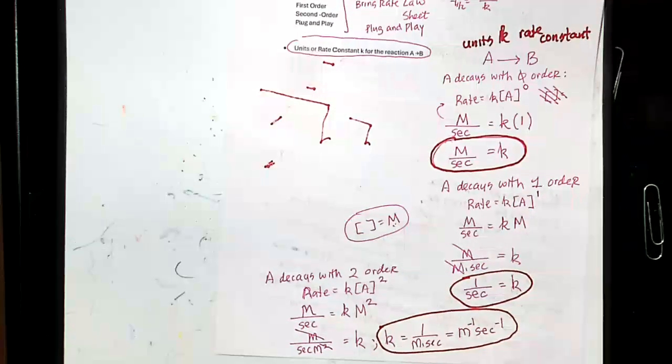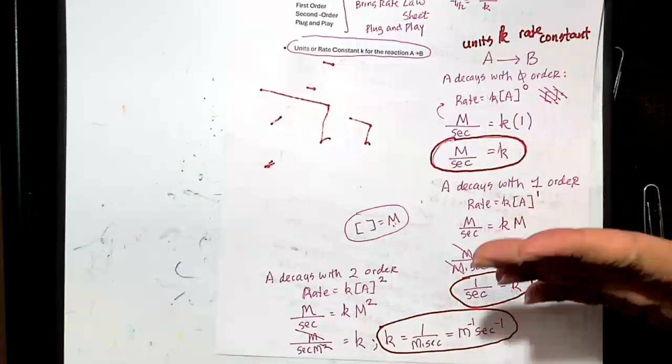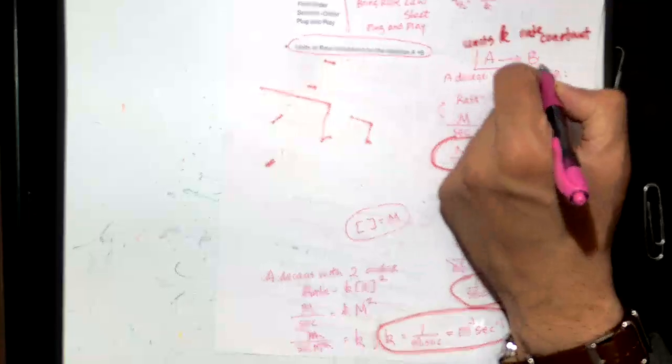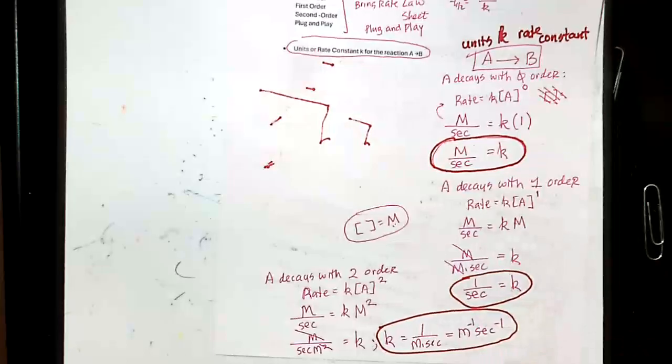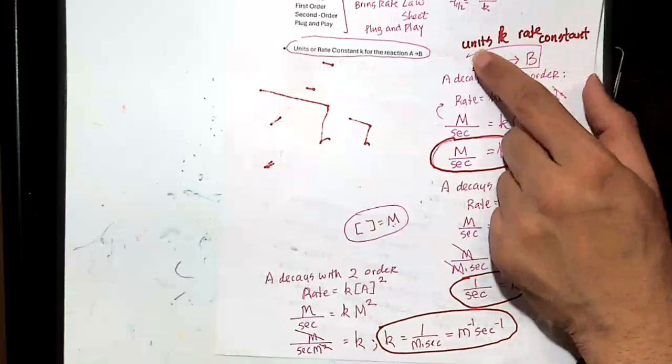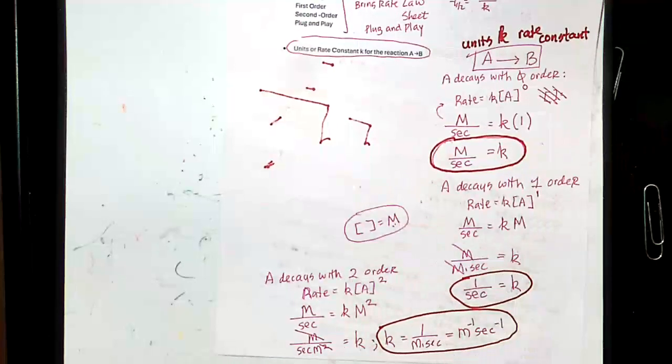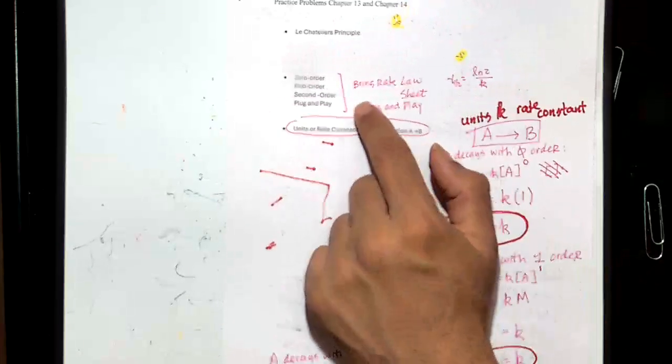I just want you to know that the rate constant has different units depending on the reaction. For this reaction, A goes to B, depending upon how that reactant decays, you'll have different units. Obviously, if you have a different reaction, A plus B goes to C plus D, all of this will be different. All right, so that's the exam.